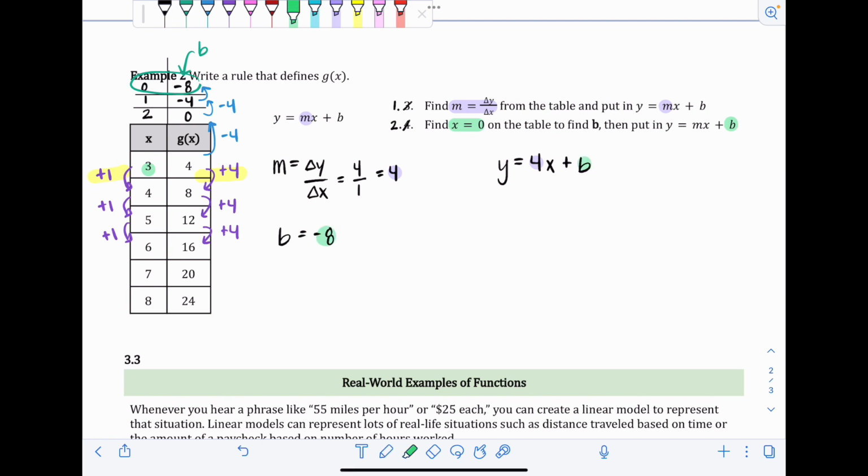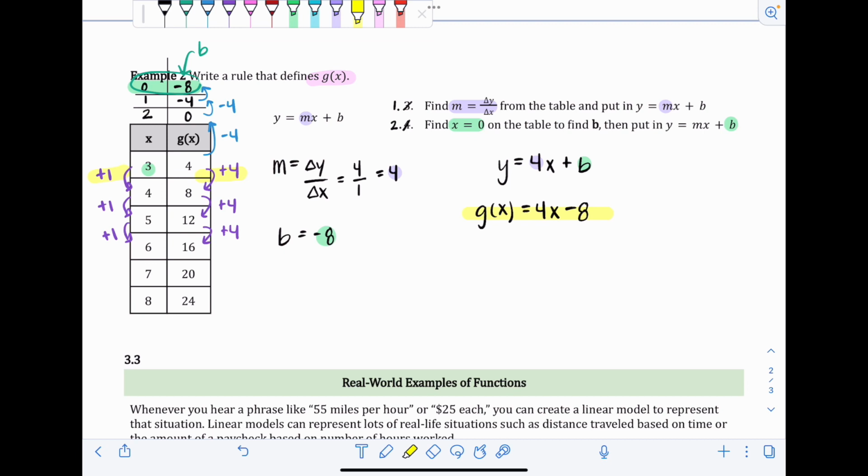And then same thing, the instructions tell us to define g of x. So instead of writing y equals, we would put g of x as our final answer. So g of x equals 4x and then minus 8, from this point up here. Okay, so g of x equals 4x minus 8.